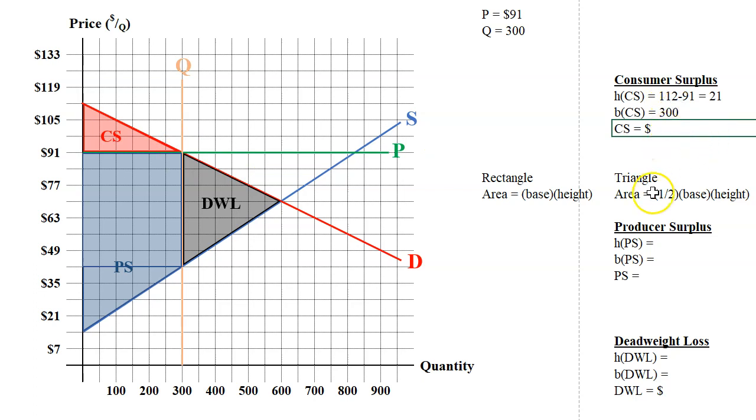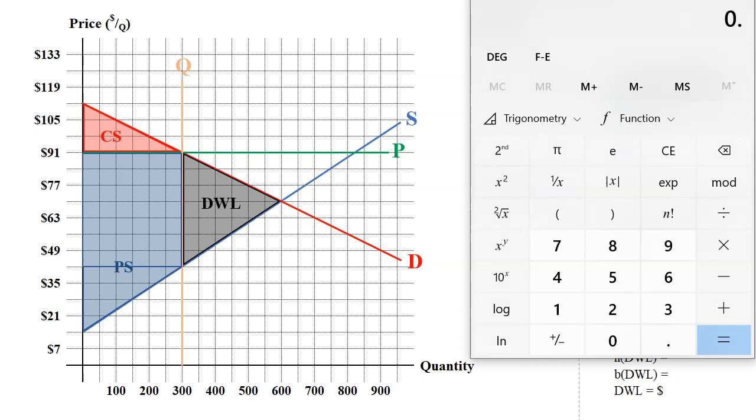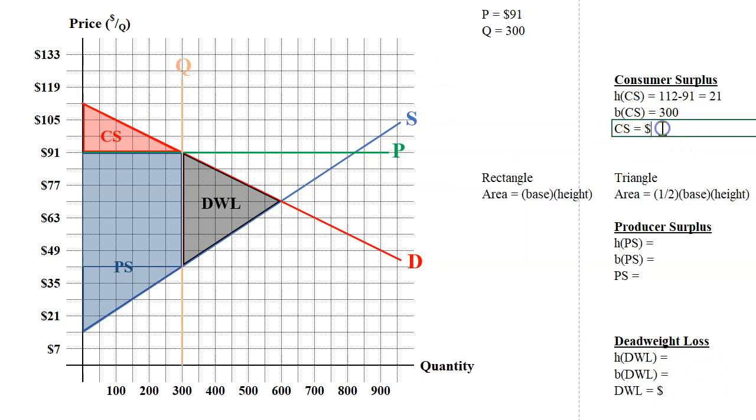And now what I'm going to do is the triangle formula. I'm going to do 1/2 times base, which is 300, times height, which is 21. Okay? So 1/2, 0.5, times base, 300, times height, which is 21, is 3,150. So consumer surplus is 3,150. Okay? All right, now we're going to do producer surplus.